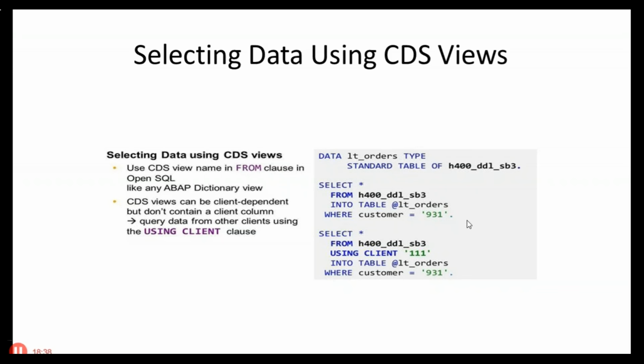And SELECT * FROM H400_DDL_SB3 USING CLIENT 111 INTO TABLE lt_orders WHERE customer = 931. So we have 111 here, using client 111, so we can mention the client. Even if you don't mention the client, the selection is always client dependent. We can treat that CDS view as a table and extract the data from it into the internal table.